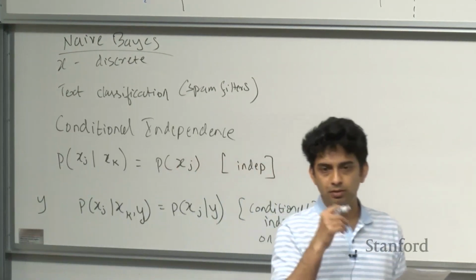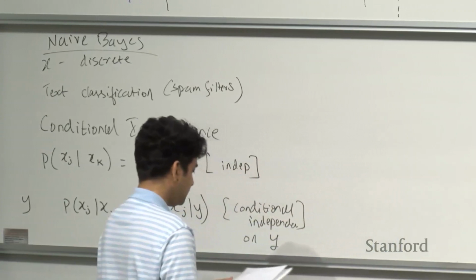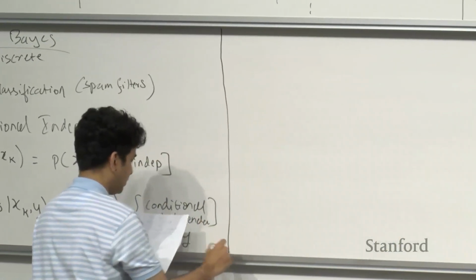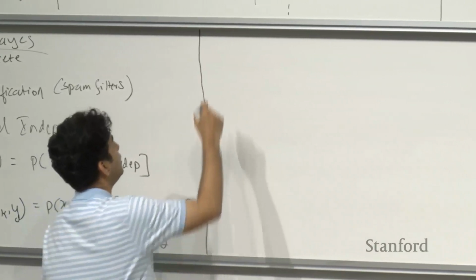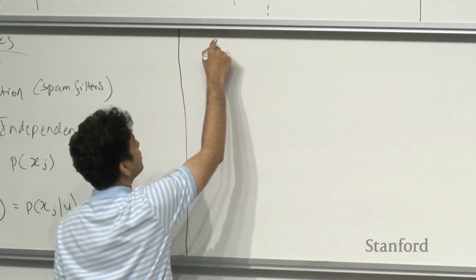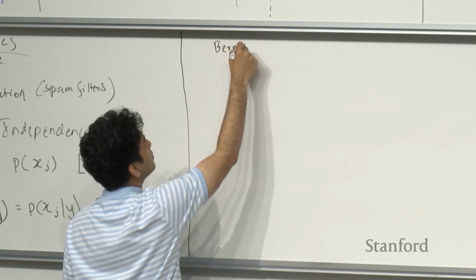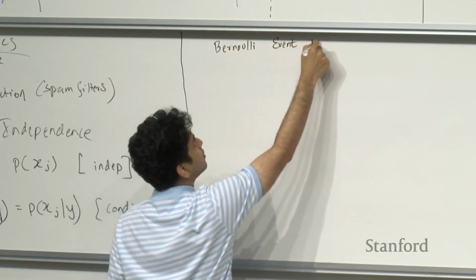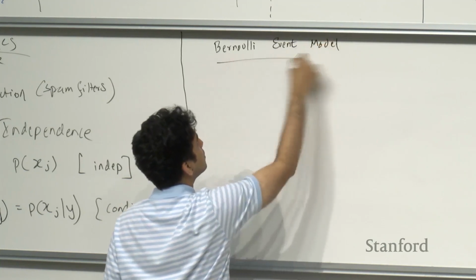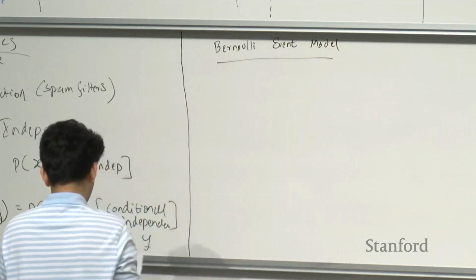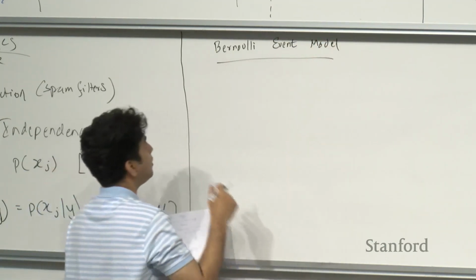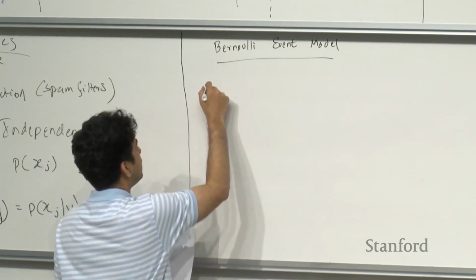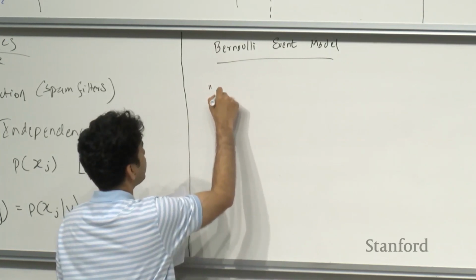Yes, question? Right. So in naive Bayes, we are going to consider two different kinds of event models. The first model that we are going to consider is called the Bernoulli event model. In the Bernoulli event model, the mental picture to have is, let's say we have a text message which says, buy our lottery.